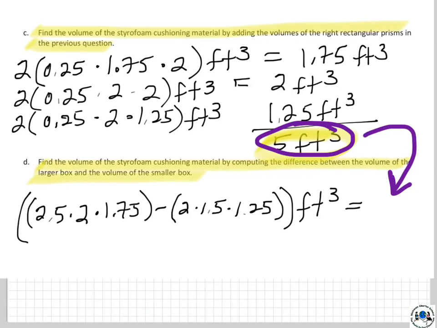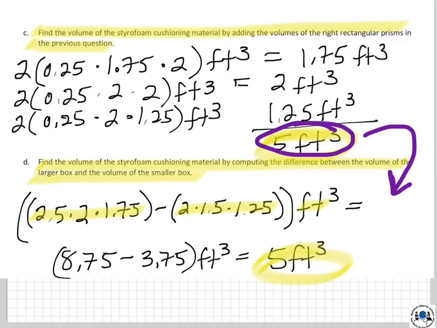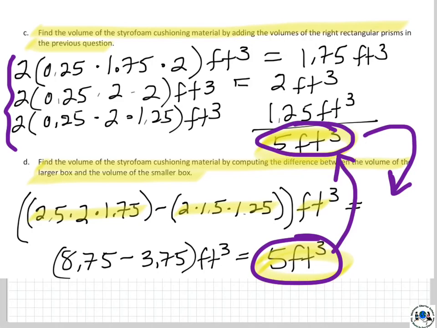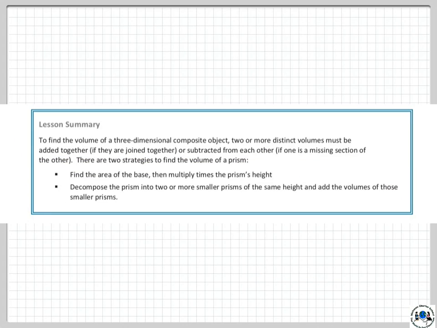Okay. All right. So the volume of the larger box right here, and those are taken from what we calculated, and then the volume of the smaller box, which is actually given to us. Okay, that's the cubic feet. All right, we're going to do these calculations now. Let me come up with 8.75 minus 3.75 cubic feet, which is 5 cubic feet, which is the same as that, and that is a good thing. Okay, so two different ways to do this. One by actually using the pieces themselves, or another way just using the difference between the two boxes. All right, and that's that.